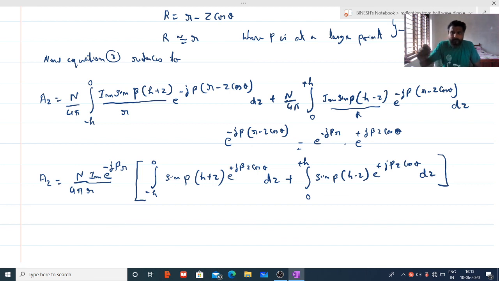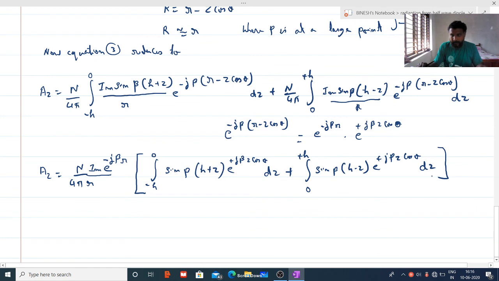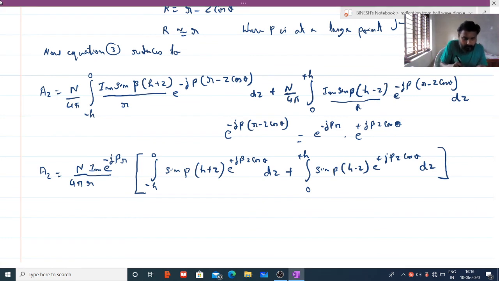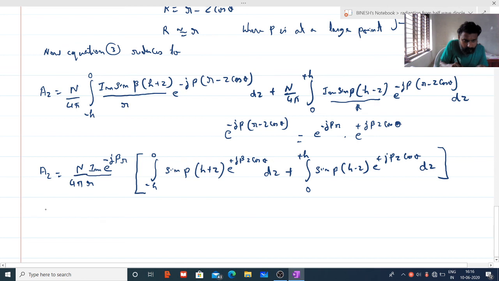Okay, for a given lambda by 2 dipole antenna, you have the length L. For a lambda by 2 dipole antenna, L is given by L equal to 2h. That is already there in the figure, so I will write L equal to 2h.